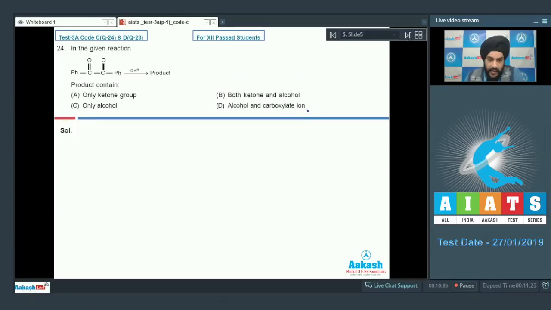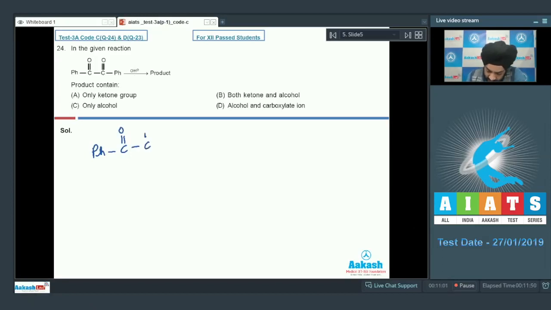Question number 24. In the given reaction, we have been given benzil, and it is allowed to react with a basic medium to form the product. And the examiner seems to be interested in the type of functional groups which are present in the product. So students, the given set of reagents will cause the benzilic acid rearrangement. So we can talk about that rearrangement.